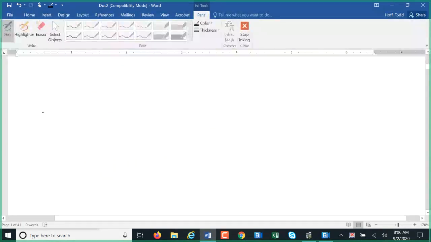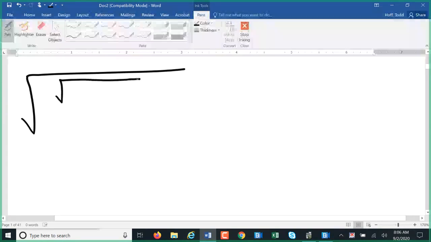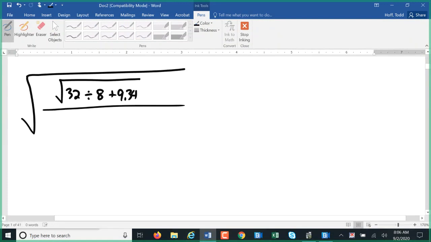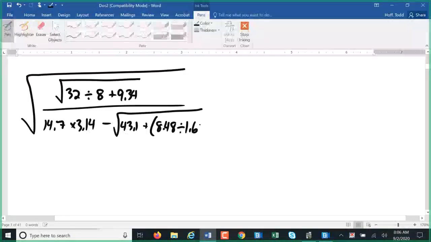Well, let's look at a little bit of an uglier one. Inside our square root, we've got 32 divided by 8 plus 9.34 over 14.7 times 3.14 minus the square root of 43.1 plus parentheses 8.48 divided by 1.6 minus 3.12 squared.